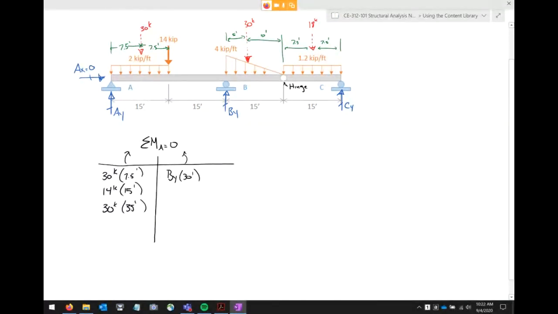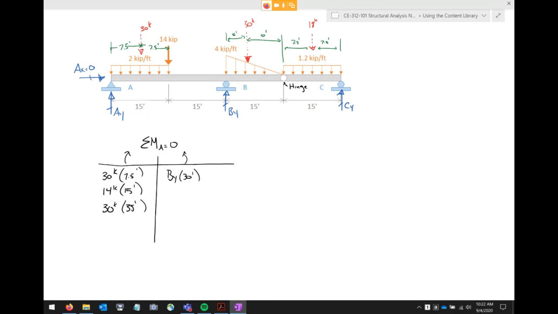Now, question, do we do anything with the hinge right now? The answer, no. The hinge isn't some external load on the structure. It's just a point on the structure that we know something about. So we don't do anything with the hinge. It's not an external load.